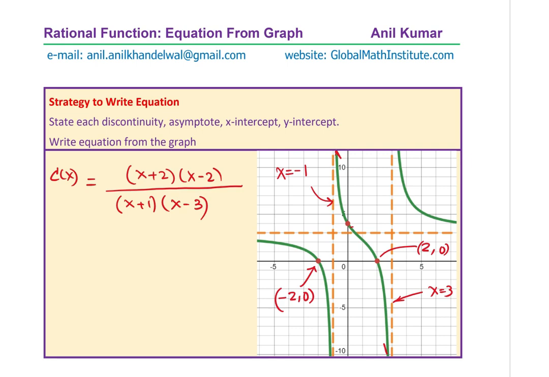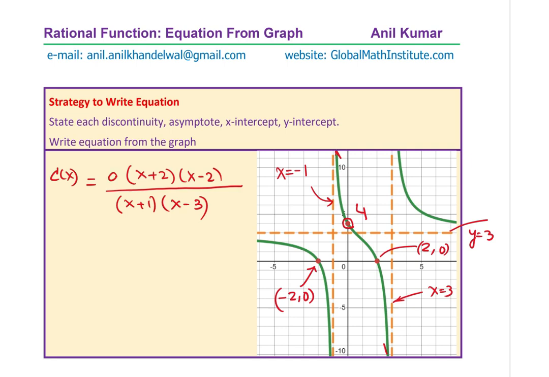Now we look into the y-intercept. It is at 4, right? So y-intercept is at 4. And let's look also into the horizontal asymptote, which is at 3. So y equals 3 is your horizontal asymptote.